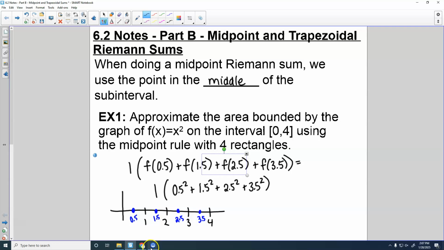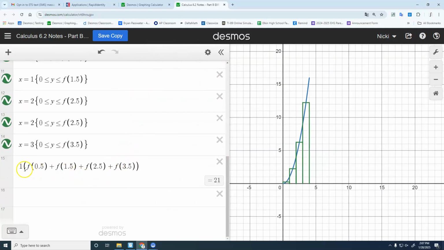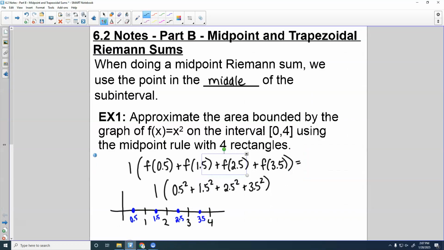If you type all of this in, I think I already put it down here at the very bottom. I did, to save us even more time. And if you type it in, you'll get 21 for that. So that would be our answer.